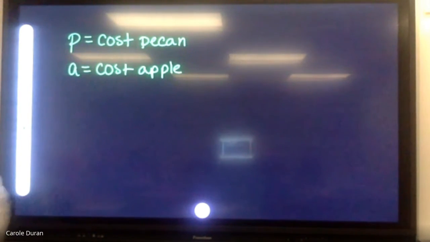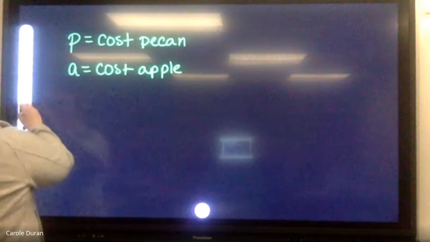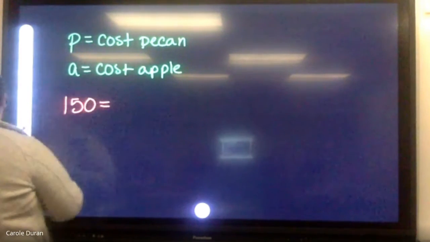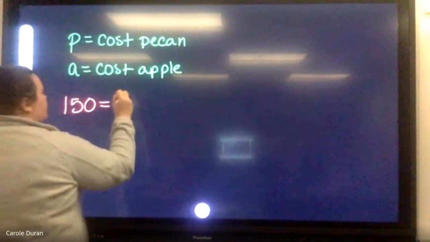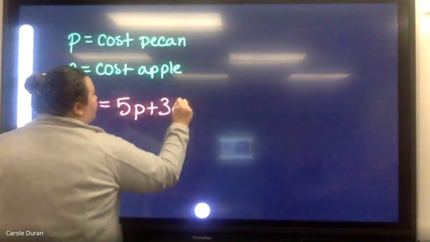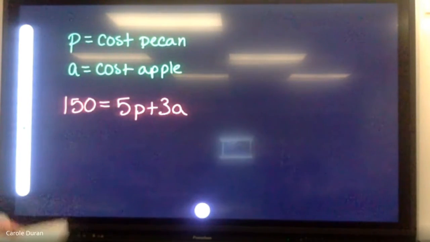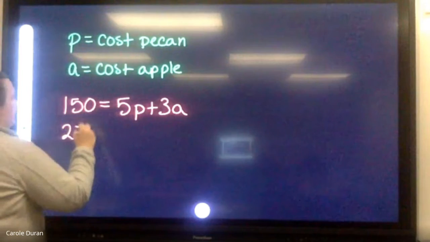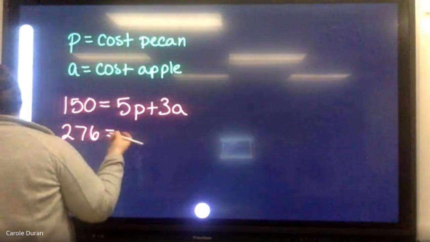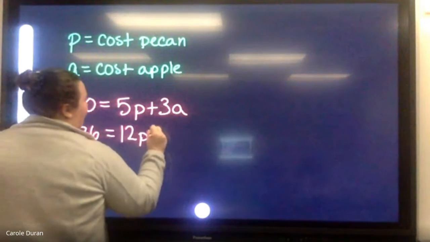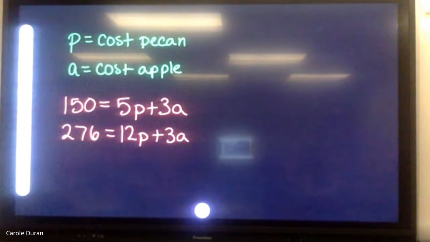So I'm going to start with JD. It told me that JD sold $150 worth of cheesecakes. Of those cheesecakes, 5 were pecans and 3 were apple. So I have 150 equals 5P plus 3A. I also know that Castell sold $276 worth of cheesecakes, 12 pecan and 3 apple. So I would like to use these 2 equations to solve for one of my variables.